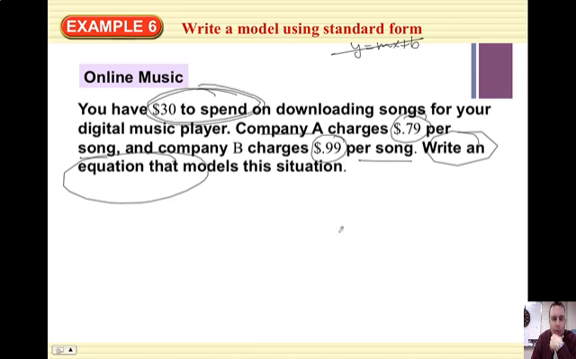30 is your total, right? So what makes up your total? Well, you spend this much per song on company A plus this much per song on company B. So basically it's just 79 cents per song for company A plus 99 cents per song for company B. So should that be X or Y or something different? Well, you don't know how many songs you bought from company A, so that's X. You don't know how many songs you bought from company B. That has to be a different variable, so that has to be Y.